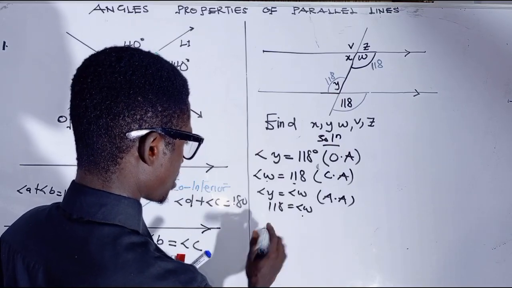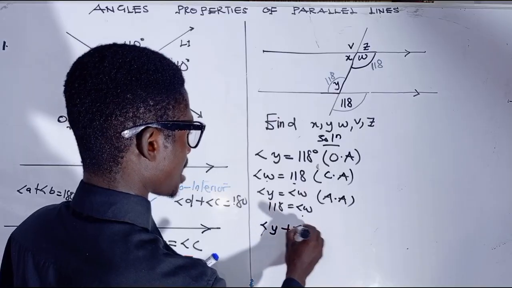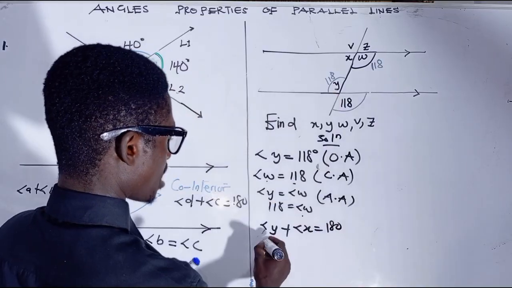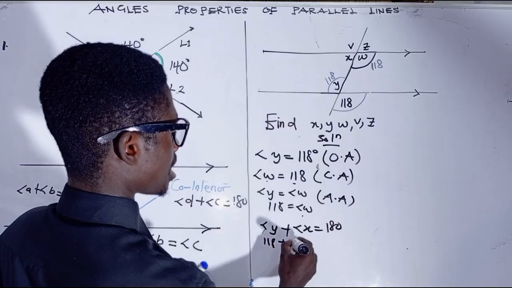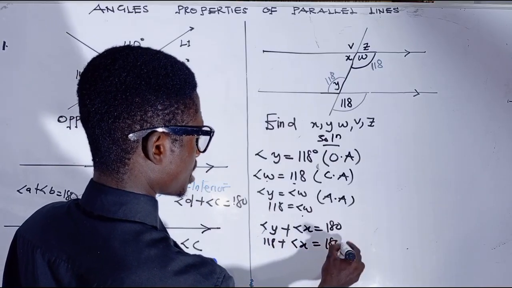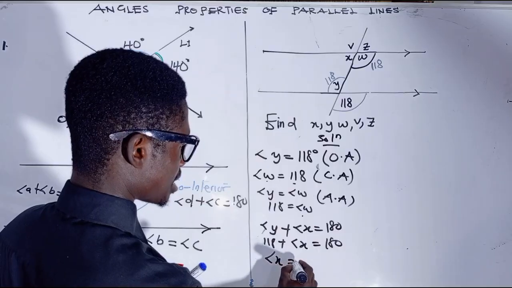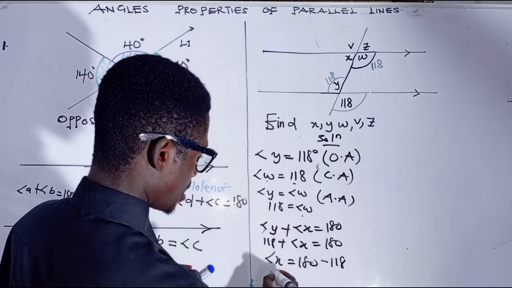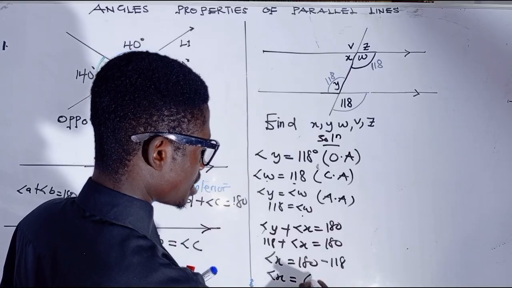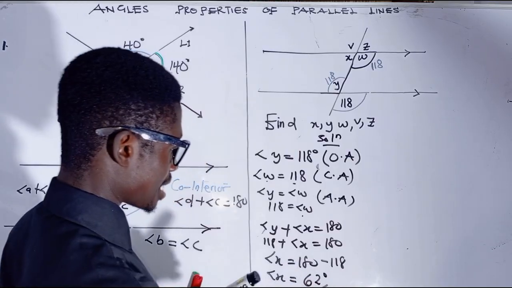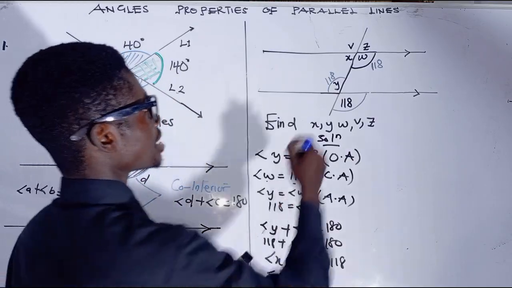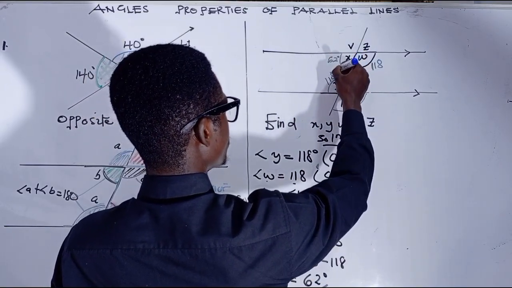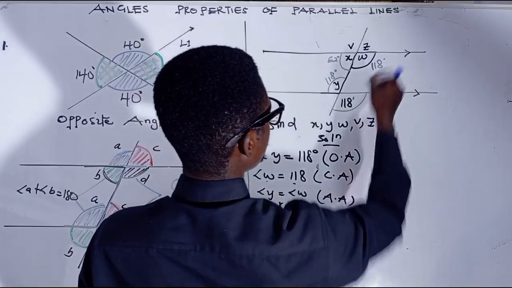Okay, let's start with X. So angle Y plus angle X should give us what? 180. Angle Y we had 118, plus angle X, and that is equal to 180. So we have angle X is equal to 180 minus what? 118. So we have angle X is equal to what? 62 degrees. So angle X is 62 degrees. Very, very easy and simple.